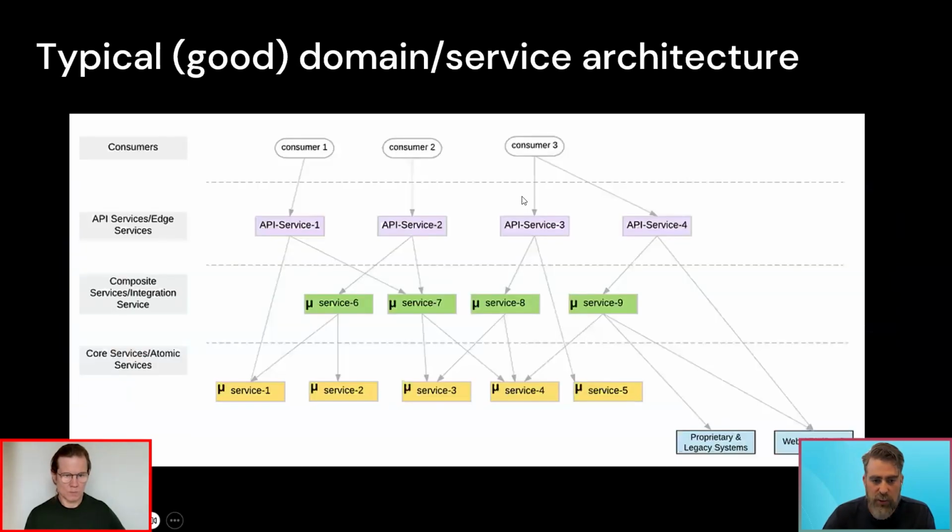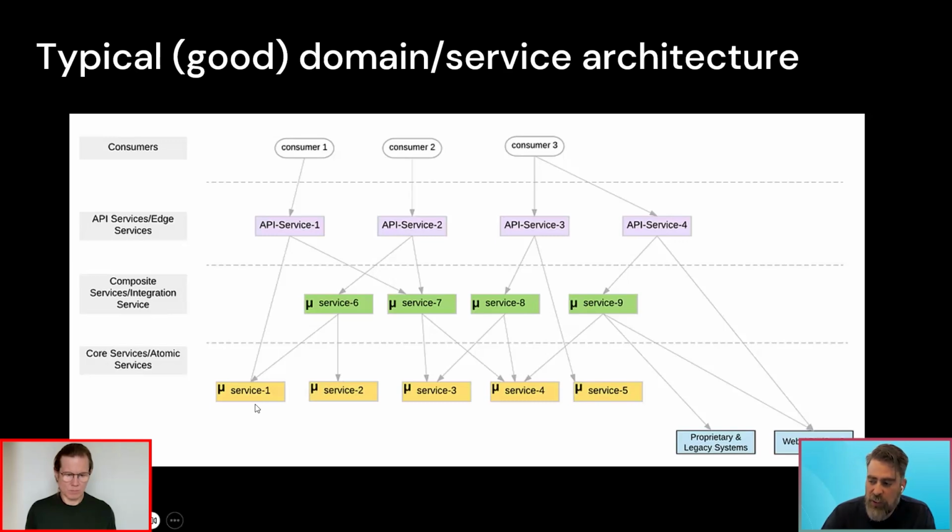But what is a good architecture? So let's look a little bit at what's a good architecture. And this is just a picture I took from looking in my browser for images of a good architecture. And what we see here is a layered architecture. We have consumers calling API services, and these API services either call your core services or your integration services. And we see this image and we say, okay, this is a good architecture, but let's think about why.